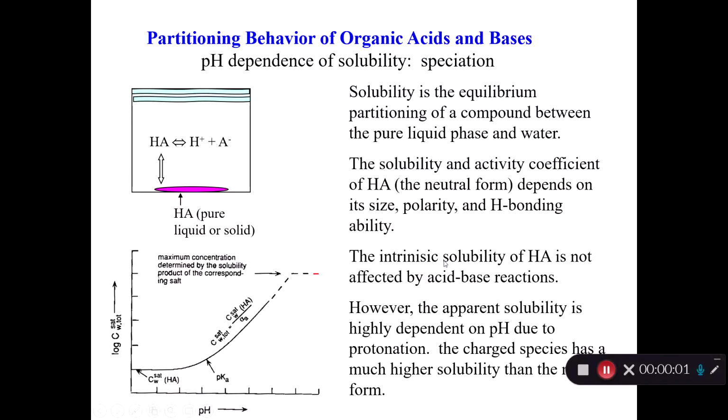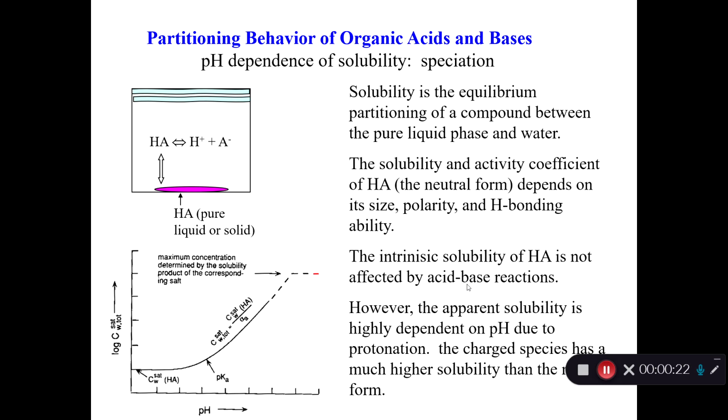Welcome back to the lectures on acidity constants and acid-base reactions of organic chemicals. In this little sub-lecture, we're going to talk about the partitioning behavior of chemicals that have exchangeable protons. So first we're going to talk about the pH dependence of the solubility of a compound.